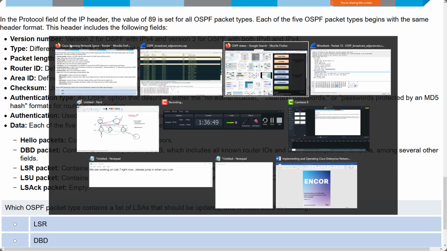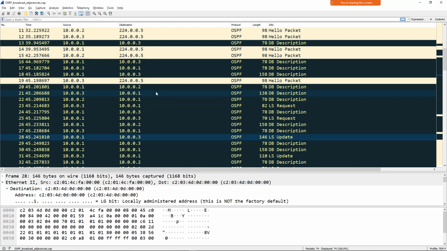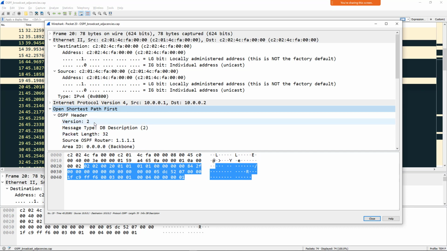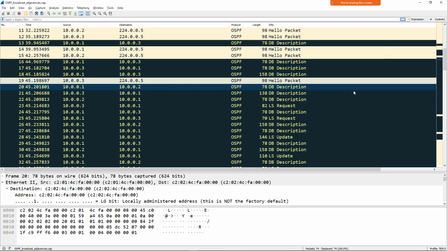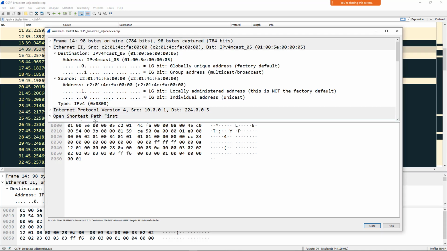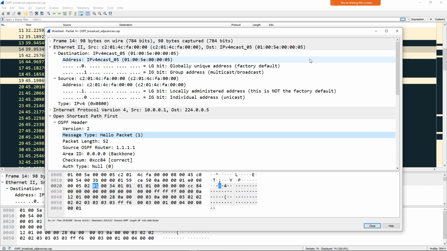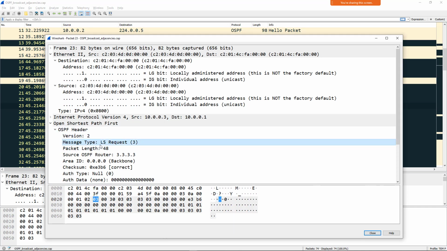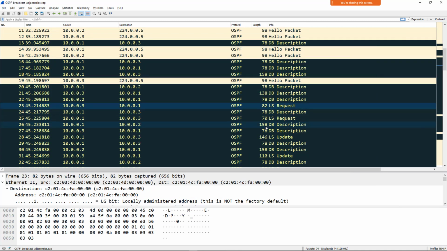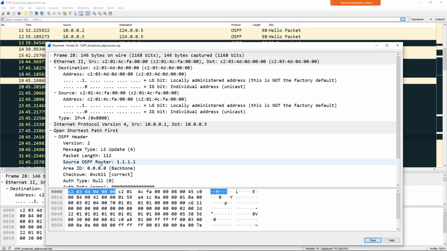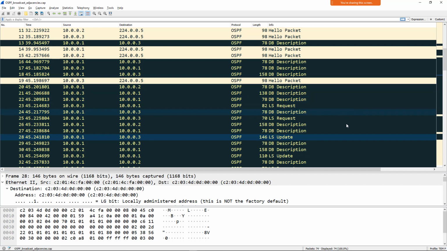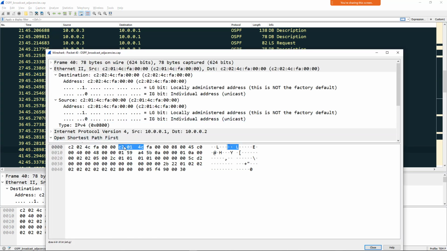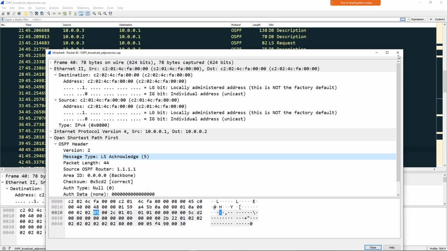So if I come in here and I look at a DBD, for example, that is going to have a message type of 2. But if I look at a hello packet, that should be a message type of 1. A link state request, I believe, is a 3. Yep, link state request is a 3. A link state update should be a 4, and then the acknowledgement should be a 5. And am I seeing any acknowledgements here? There's an acknowledgement, and that should have a packet type of 5. So that's what that field represents.